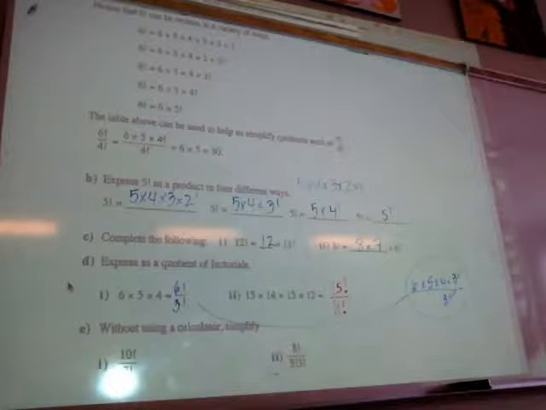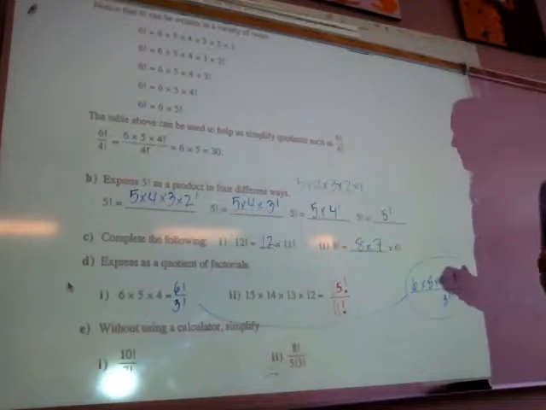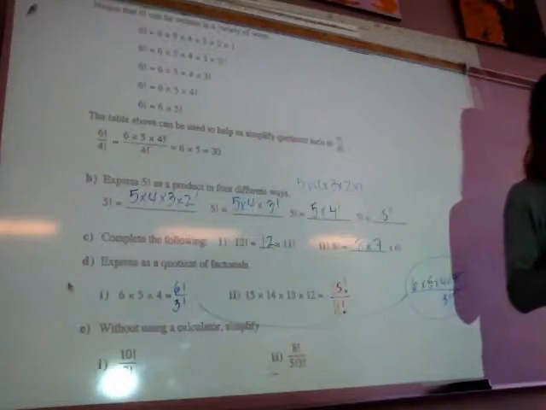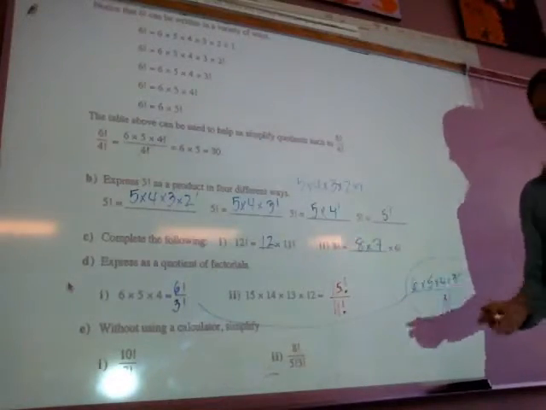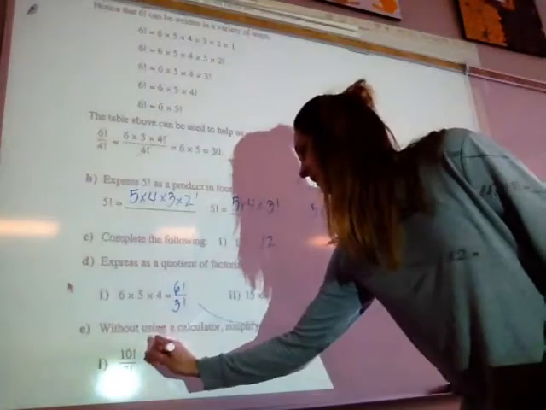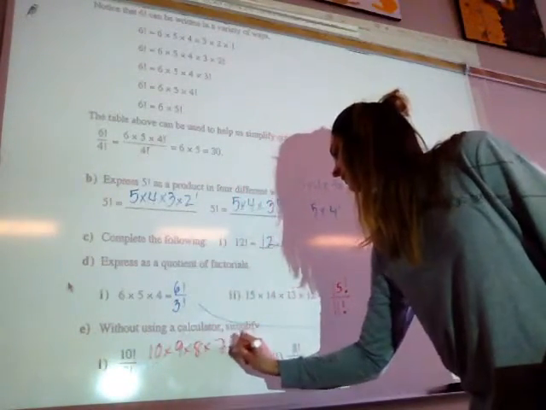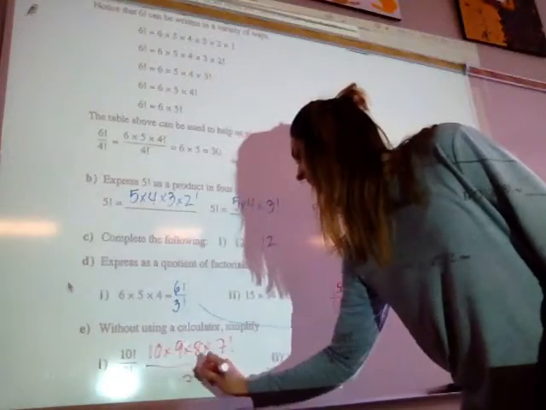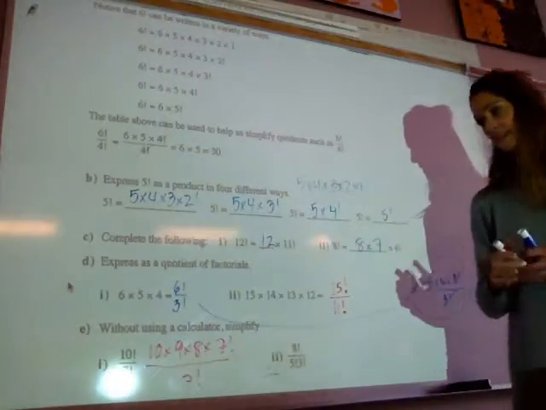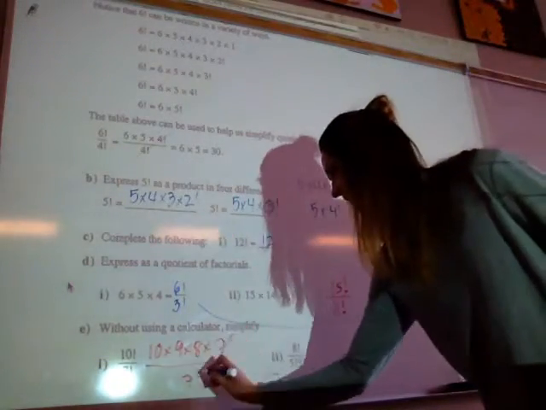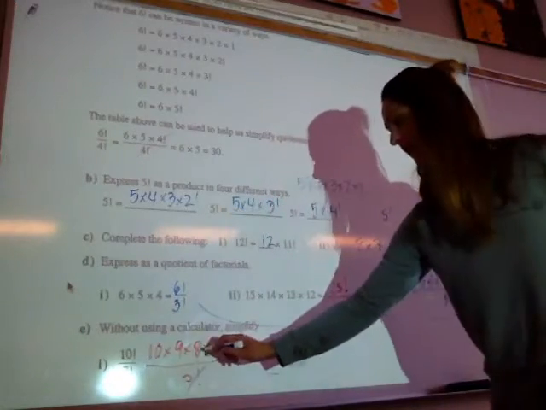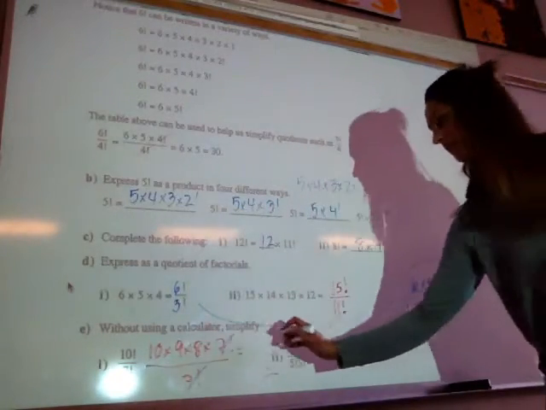Without using a calculator, simplify 10 factorial divided by 7 factorial. What are we going to be left with? Good. 10 times 9 times 8 times 7 factorial divided by 7 factorial. What's going to cancel out? 7 factorials. So then we get 72 times 10 is 720.